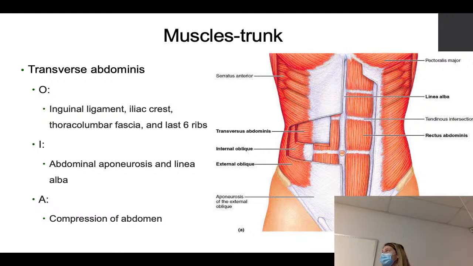The action of the transverse abdominis is only compression of the abdomen. So it's not doing a crunch motion, it's just when you tighten up your core, kind of suck everything in.